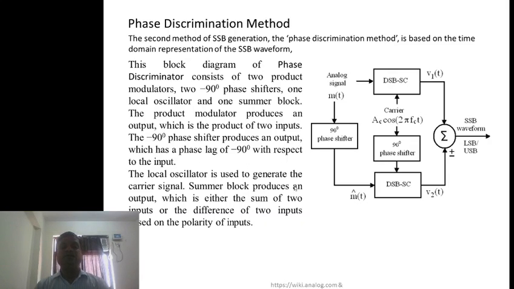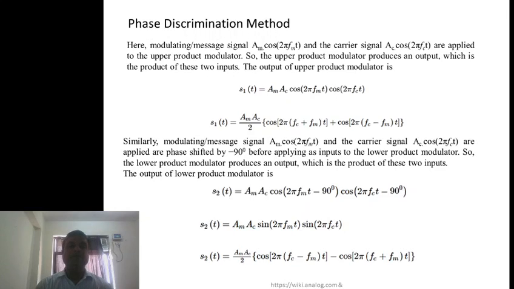The local oscillator is used to generate the carrier signal. The summer block produces an output which is either the sum of the two inputs or the difference of the two inputs, based on the polarity of the input. Because it performs an adder operation, due to the phase shifting, V1 and V2 may be out of phase or in opposite polarity, so it becomes subtracted, and when V1 and V2 are in the same phase, then it will be added.